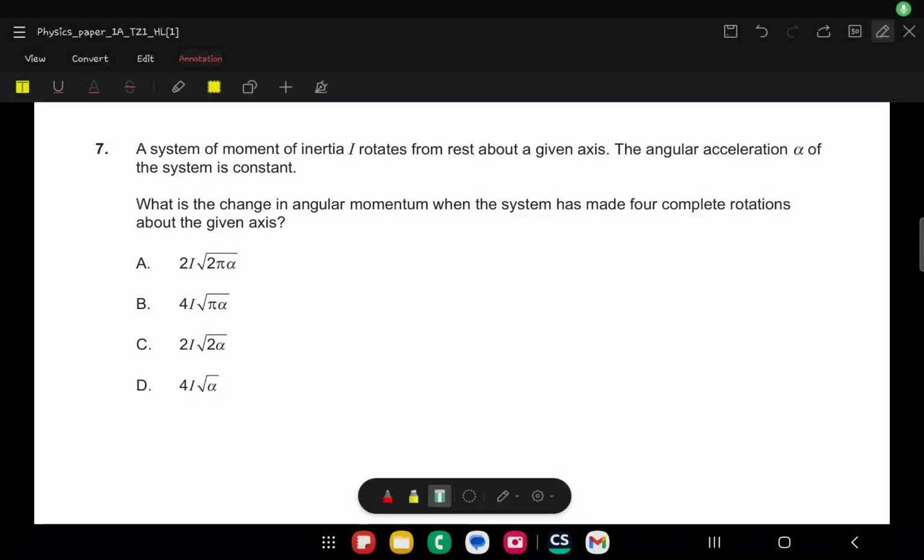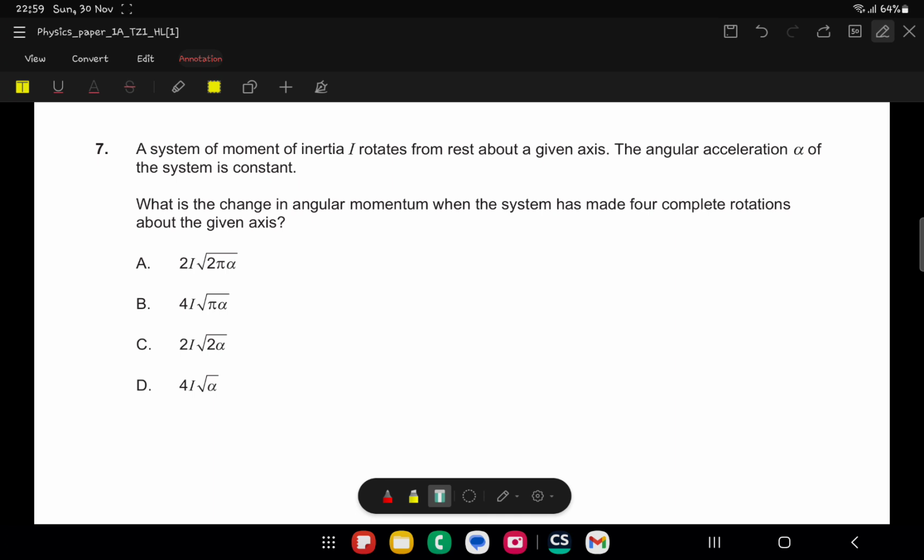Question number 7. A system of moment of inertia I rotates from rest about a given axis. The angular acceleration alpha of the system is constant. What is the change in angular momentum when the system has made 4 complete rotations about the given axis?